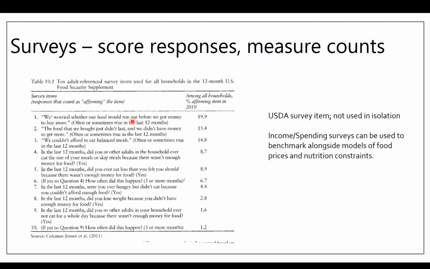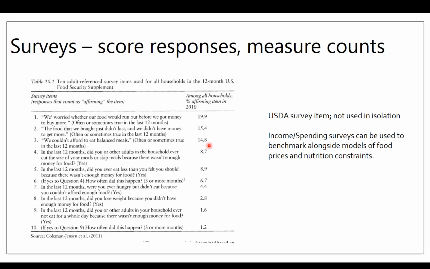We are worried our food would run out. The food we bought didn't last. We couldn't afford to eat balanced meals. And I mentioned the third one because I know it's one of your quiz questions, but it's 15%. Basically, we couldn't afford to eat balanced meals. That's that response in the food insecure category. So they were probably meeting the intake requirement to not be hungry, to not be in severe distress nutritionally, but they're also not meeting their targets for nutrition, which the Farm Bill, the food spending assistance programs have nutritional components.